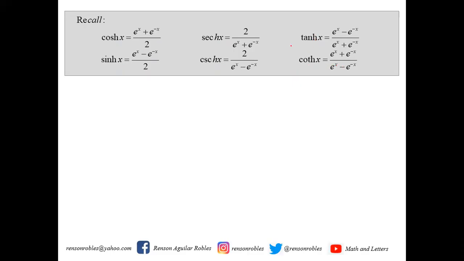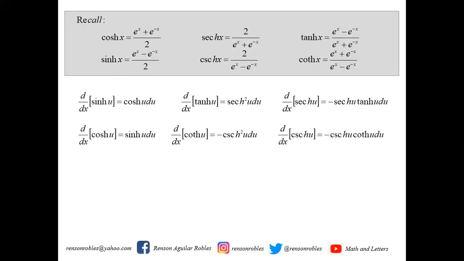When we talk about its derivatives, if we let u be any function in terms of x, then the derivative of sinh u is cosh u du. The derivative of cosh u is sinh u du. The derivative of tanh u is sech squared u du. The derivative of hyperbolic cotangent is negative csch squared u du. The derivative of sech u is negative sech u tanh u du. And finally, the derivative of csch u is negative csch u coth u du.